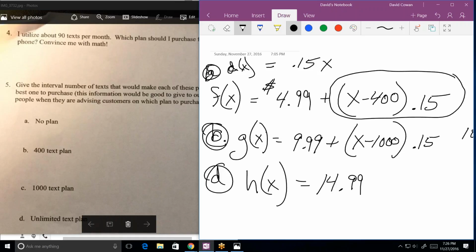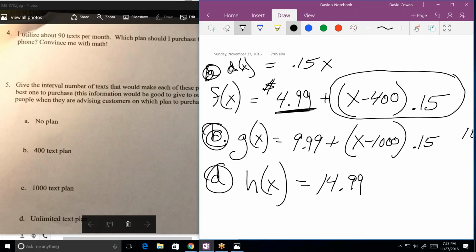The no plan would be $13.50. How about the plan that's $4.99? In other words, the 400 texts per month. Remember that you only get charged 15 cents for all of the texts that are greater than 400. So with 90 texts, if you were on this plan right here, you would only pay $4.99.